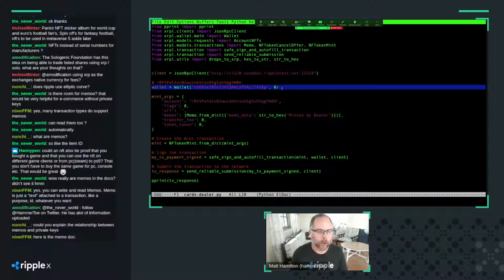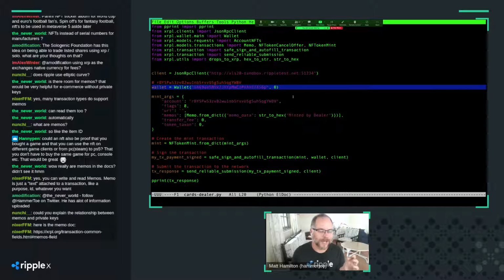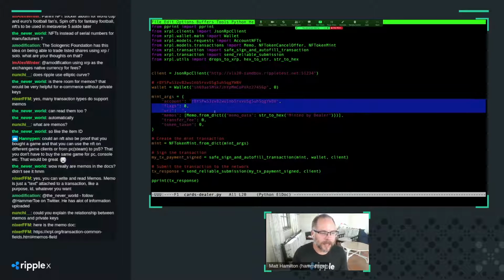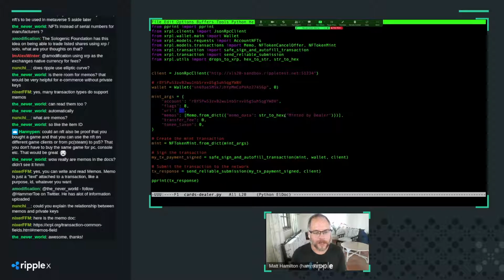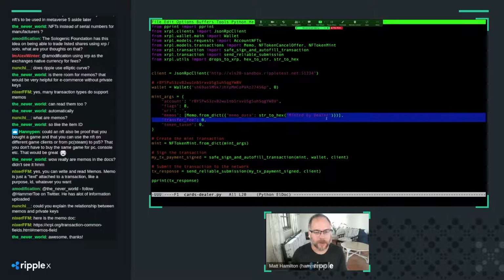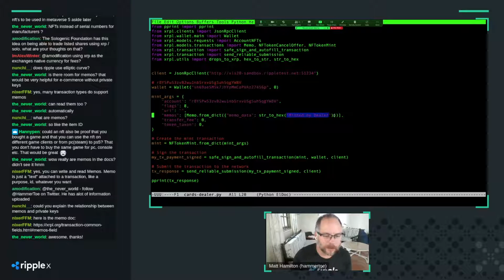I'm instantiating a wallet, and this string that starts with an S is the private key. Typically, you wouldn't want this to be broadcast across Zoom to everybody, but this is a testnet, so it's not real money, it doesn't matter in this case. And I'm minting an NFT here. And I've got no URI here. I'm not pointing to any kind of JPEG or anything. This is just a straight NFT that has a transaction memo that just says minted by the dealer.